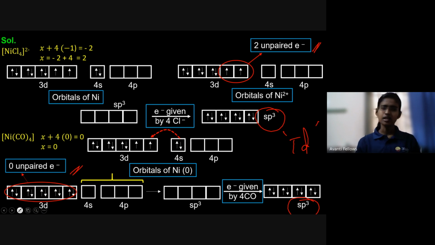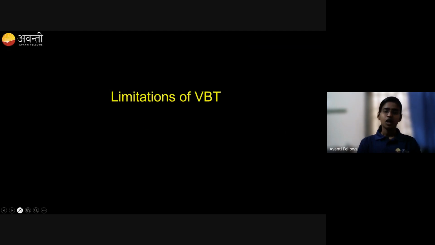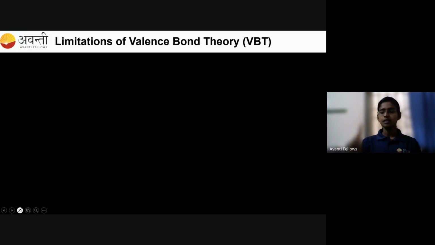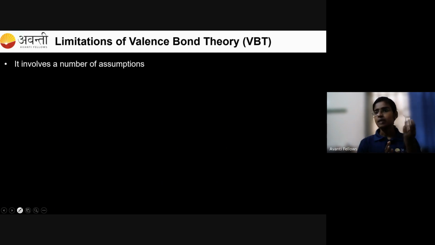So this is about the complexes, octahedral, tetrahedral and square planar complexes discussion according to valence bond theory. Now there are some disadvantages in this valence bond theory. Those disadvantages are the limitations we are going to discuss now. The first limitation is it involves a lot of assumptions. Everything is an assumption. First we took note that only the metal hybridized orbital is interacting with the ligand orbital. That itself is an assumption.